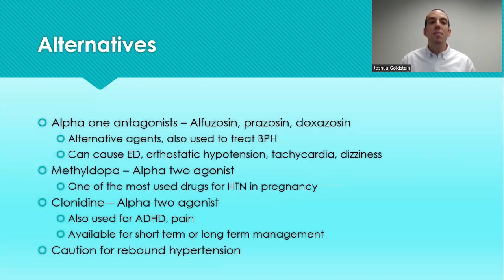Other alternatives that we have are alpha-1 antagonists, and there's a few drugs in this class: alfuzosin, prazosin, doxazosin. These are not first-line agents for hypertension. They are first-line agents for BPH, benign prostatic hyperplasia, and we'll talk about that when we get to men's health. However, they're not first-line agents for hypertension, but they may be used for that.